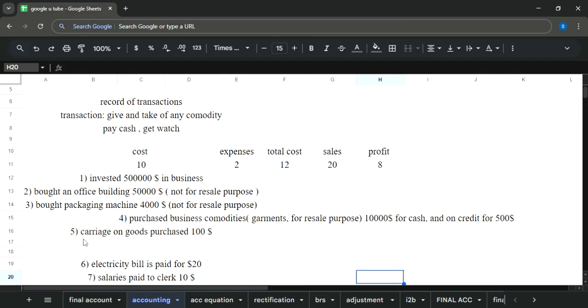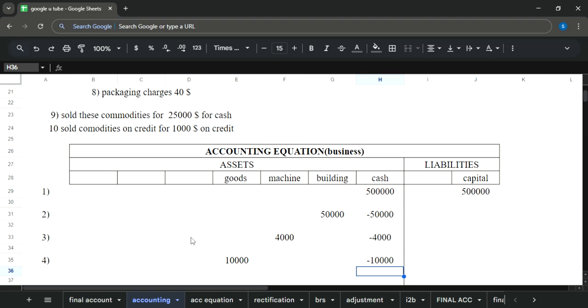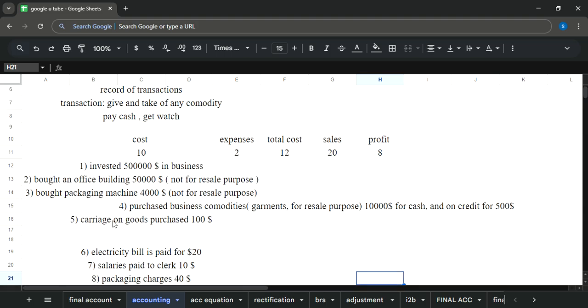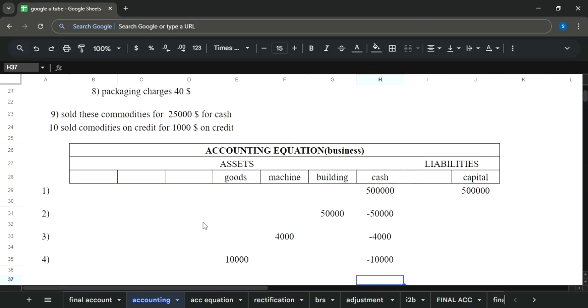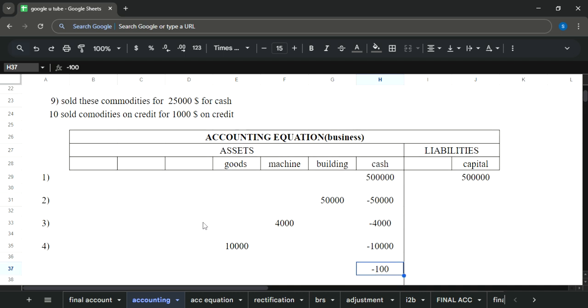Now the 5th transaction, carriage paid on goods purchased. Okay, here is a twist and you need to be focused on how to record such expenses. When you pay this expense, who is actually responsible for payment of any expense in the business? Your answer would be that the owner is responsible to pay the expenses. So here what happens in our entry, when you are paying carriage, $100 would go out, that is why you have put the sign of 100, and you will come to here.